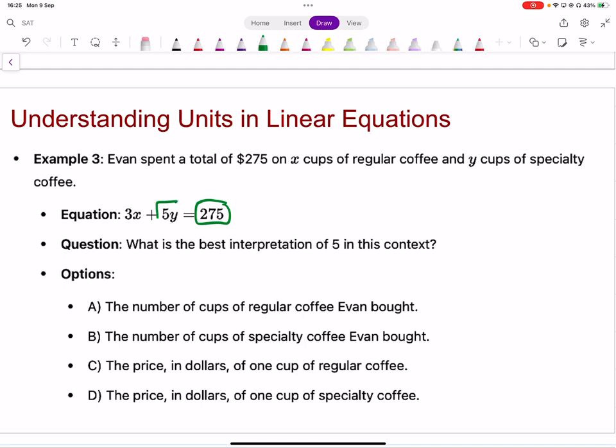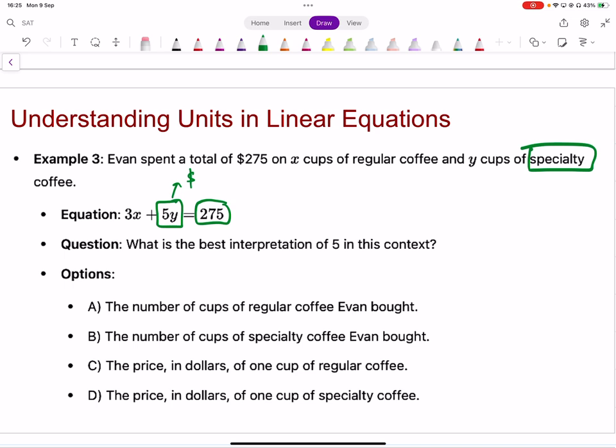5 is here in this term. 5y is a dollar amount. 5y. 5 into y is the dollar amount that you are spending on. What does y represent? Specialty coffee. 5y is the total amount that you're spending on that. Okay?